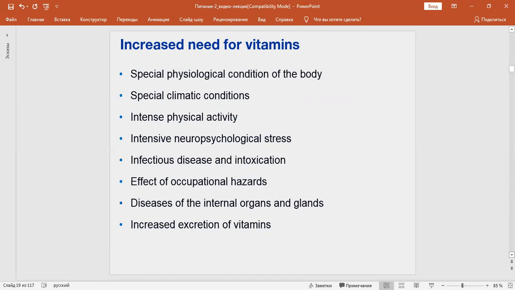A person who is under the exposure to adverse environmental factors such as microorganisms, chemical toxins, physical production factors needs an increased quantity of vitamins necessary to maintain his health. Diseases of the intestinal tract, internal organs and endocrine glands, or increased excretion of vitamins are also causes of increased vitamin intake.